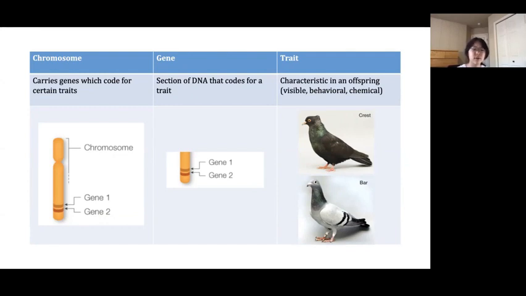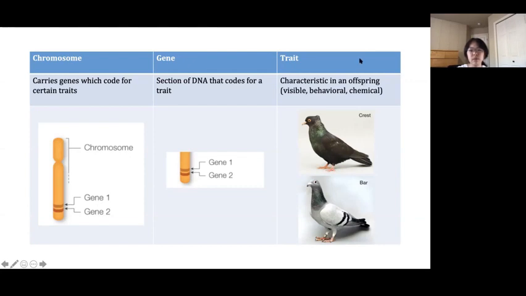So what do chromosomes and genes do? Well, they determine traits, which are any characteristic in an offspring or child of something. They can be visible, behavioral, or chemical. Down below, I put some characteristics or traits of pigeons that you can find. For example, you have the crest trait. These are all physical, which means that you can see them. The crest trait is a head feathering pattern, and you also have your bar trait, which is a wing pattern. More information about that later.